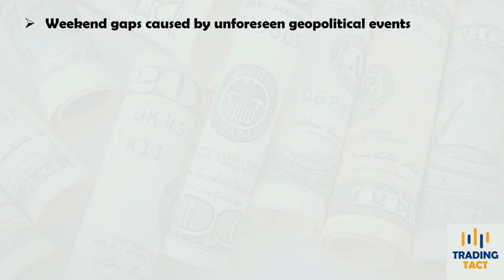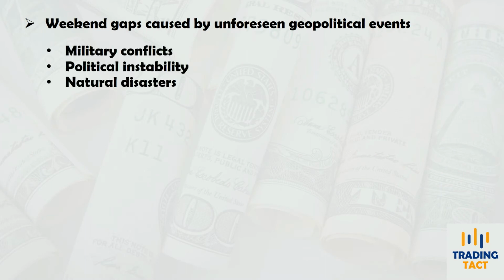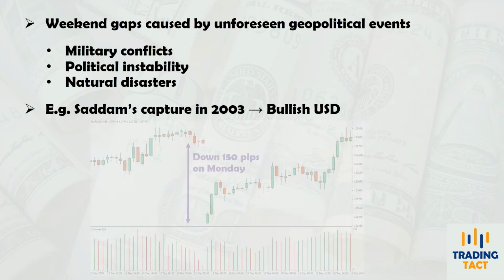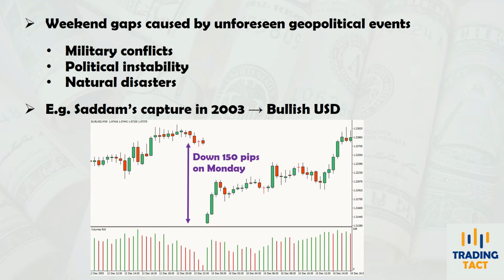Weekend gaps are often caused by unforeseen geopolitical events. Military conflicts, political instability, and natural disasters often fall into this category. A memorable example would be the capture of Saddam Hussein in December 2003. Euro-dollar gapped down 150 pips when markets reopened on Monday.